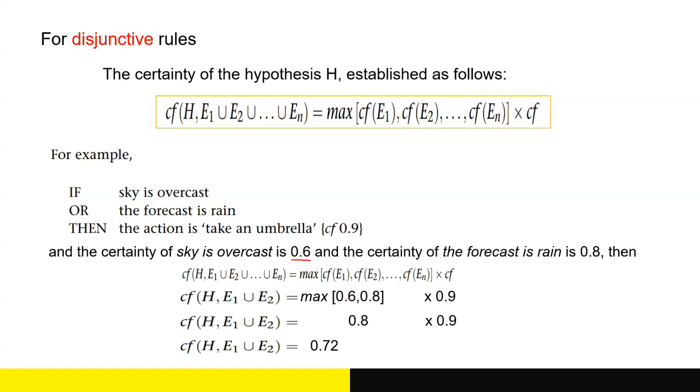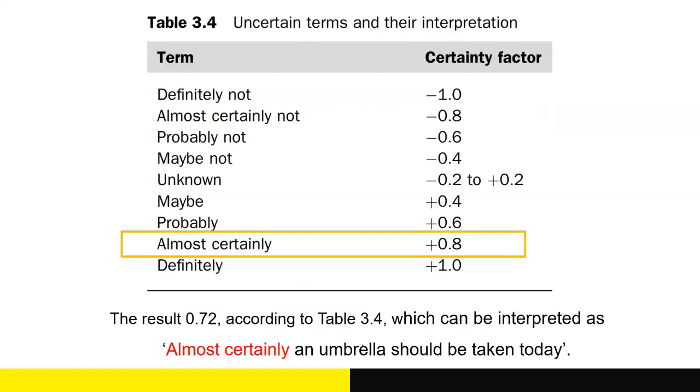The maximum certainty factor of the two evidences is 0.8. So we'll take this one. 0.8 multiplied by 0.9. So the certainty factor of hypothesis given evidence 1 or evidence 2 is 0.72. The result 0.72, according to table 3.4, can be interpreted as almost certainly an umbrella should be taken today.